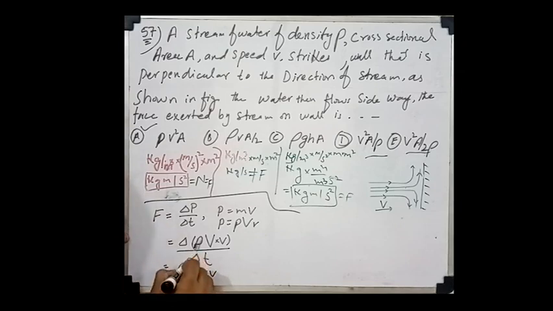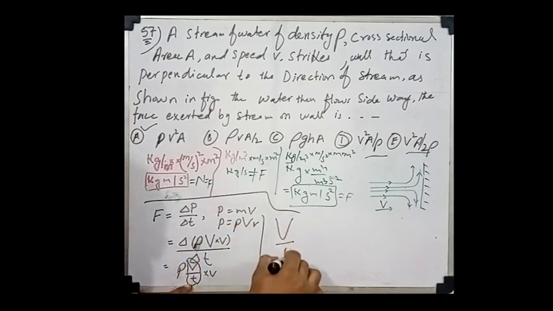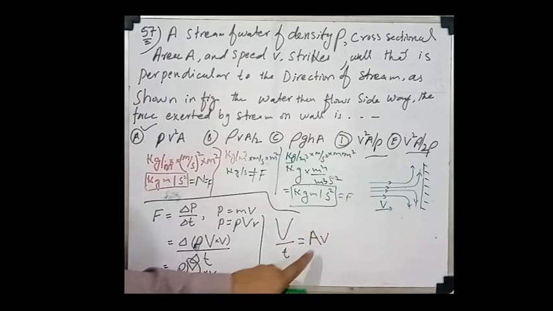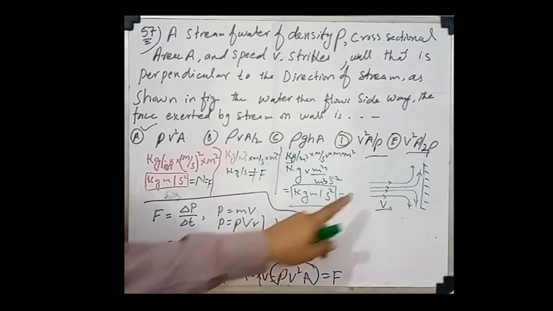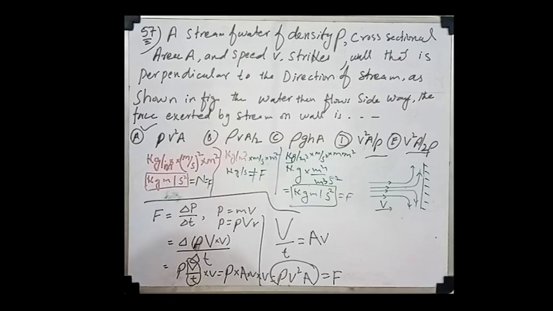This is rho V divided by t, which is the time rate of change of volume. This is equal to the flow rate, which is equal to area multiplied by velocity from the equation of continuity. So we can put density multiplied by area multiplied by velocity multiplied by this velocity. So this will be equal to rho v square A. This is the force that this water will exert on the wall if it strikes. So part A is our right option.